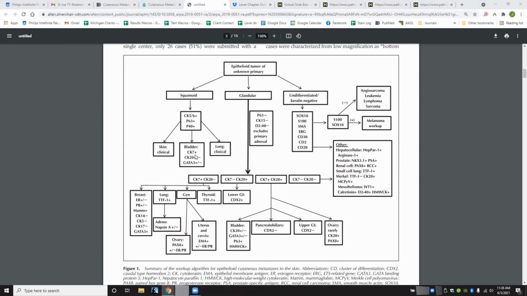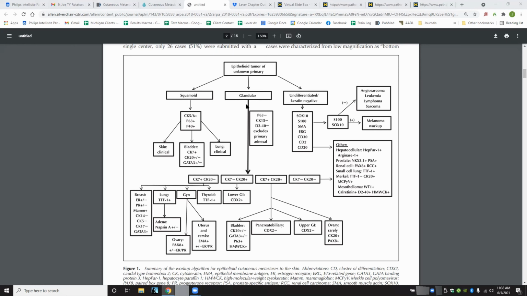And then CK7 and CK20, again, CK7 generally positive above the diaphragm, CK20 positive below the diaphragm. GATA3 we talked about in breast tumors, but there's some overlap here with breast cancer. So this table just kind of goes through a workup of helping you differentiate. And then the paper goes through more detail of differentiating those. Bladder, we don't see as much in the skin, but important in your differential.